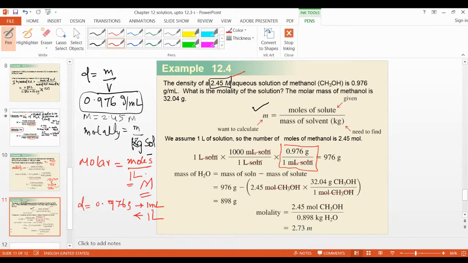So you multiply by 1000, since this is 1 milliliter and this becomes liter. 0.976 multiplied by 1000 is 976 gram per liter. This is the way. So we know that this solution is 976 gram per liter. First of all, we have to determine how much solvent and how much solute.